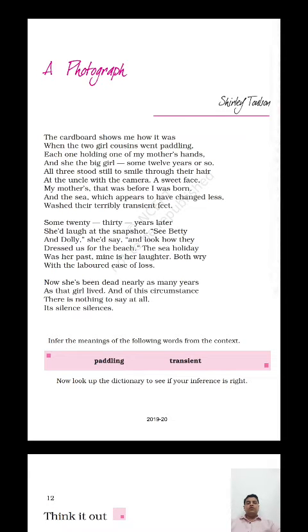Students, in today's English lecture, we are going to discuss the first poem from our textbook Hornbill. The title of the poem is A Photograph, written by Shirley Toulson. This poem is a very good example of nostalgia. Shirley Toulson has lost her mother, and everything that reminds her of her mother makes her nostalgic. A Photograph is actually a poem in which Shirley Toulson remembers her mother because she comes across a photograph of her mother.